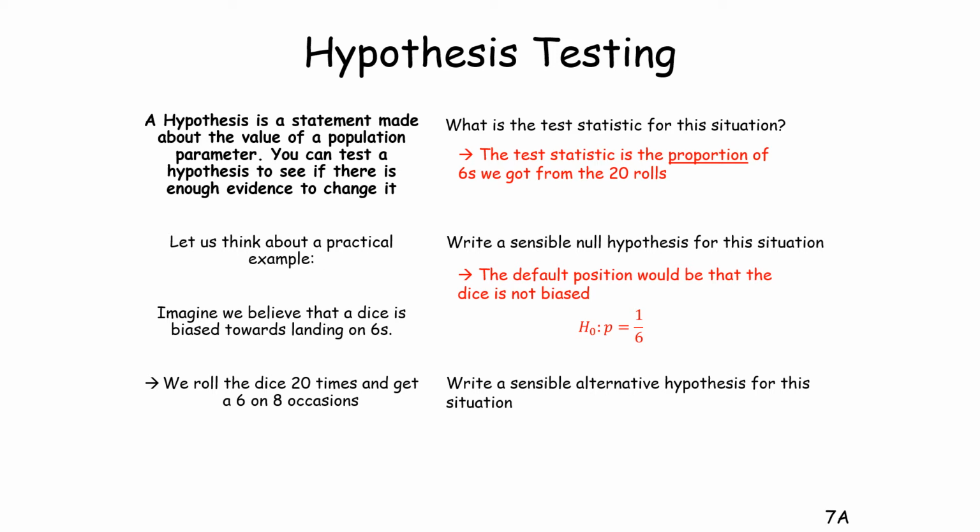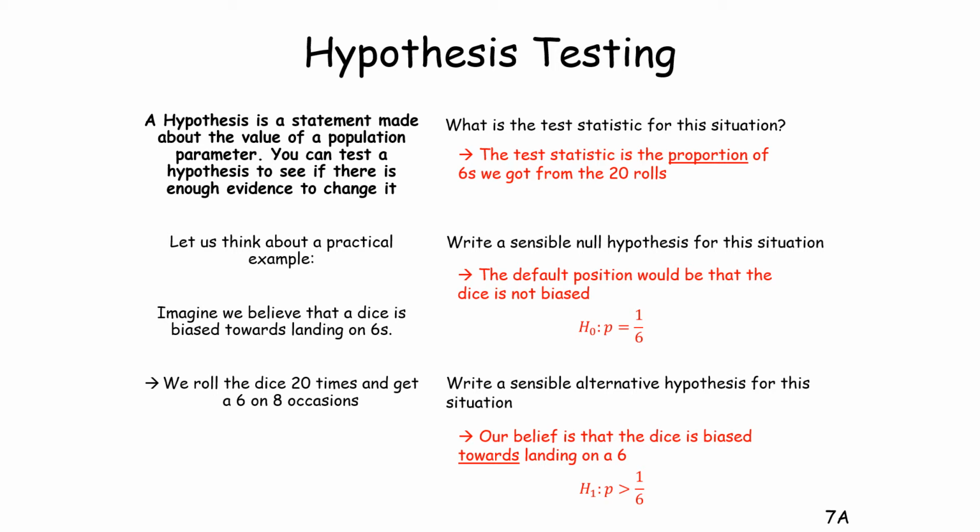Now the alternative hypothesis. Our belief is the die is biased towards landing on a 6. This time you have to be very careful, because the null hypothesis was P equal to 1/6. The alternative hypothesis is P greater than 1/6. Because look at the question here: our belief is that it's biased towards 6, so it's more favorable towards 6. Therefore, we expect the probability to be greater than 1/6.